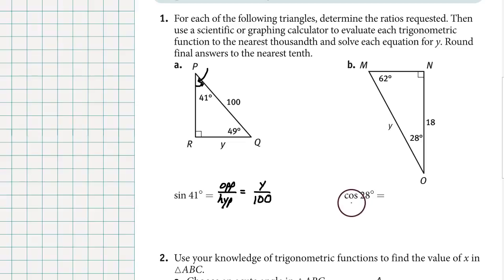In the second question, we're asked for the cosine of 28 degrees. This is telling us to focus on the acute angle that has the 28 degrees in it, and that's angle O. Cosine is adjacent divided by hypotenuse. So if we focus our attention on this angle here, what's adjacent to the angle? It's the 18. And what's the hypotenuse? It's the side with the letter y. This is another equation that has trigonometry in it. Cosine of 28 degrees equals the fraction 18 over y.